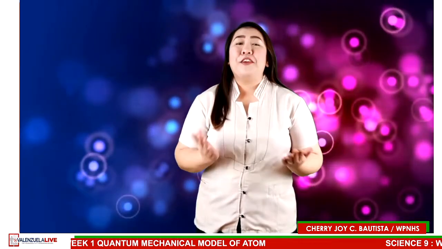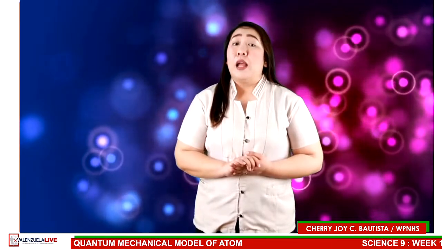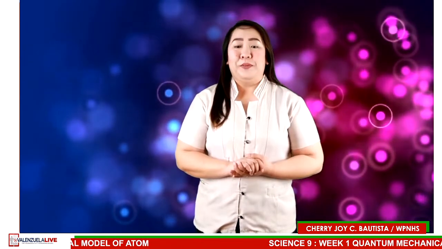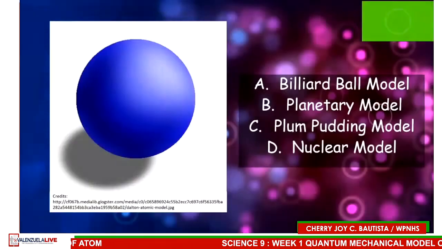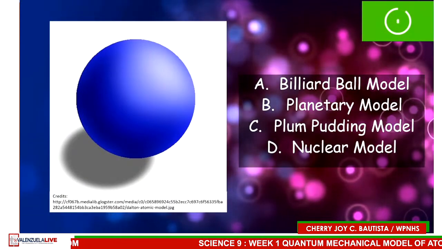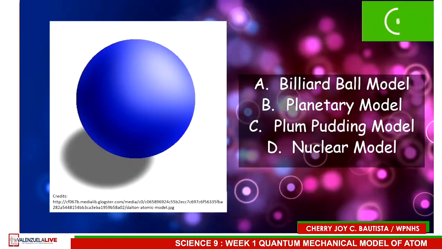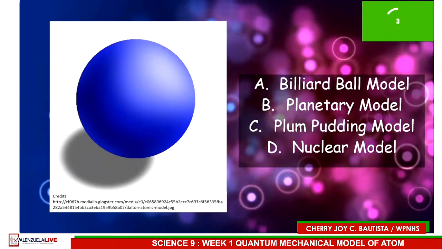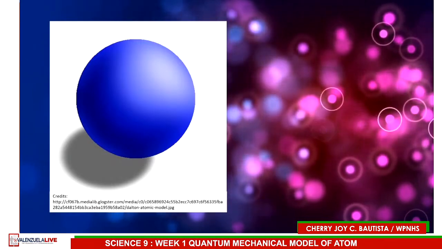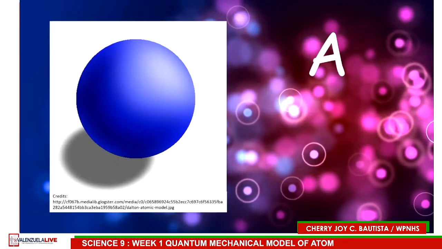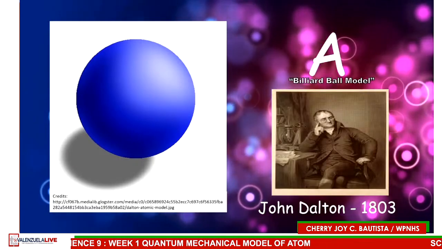Now let's see if you can still remember them. I'm going to show you a picture of an atomic model, and you type on the comment section what atomic model is it by writing the letter of the correct answer. Ready? Let's start. Number 1. The correct answer is letter A. This model was proposed by John Dalton in the year 1803.